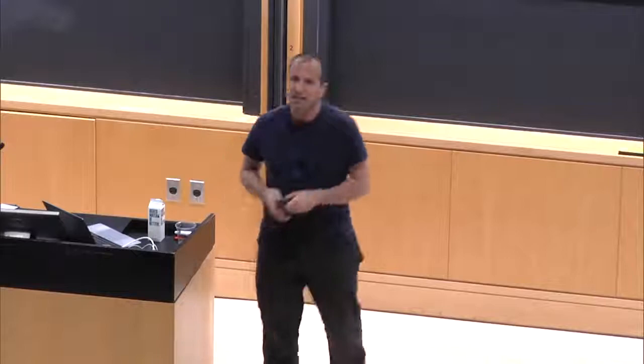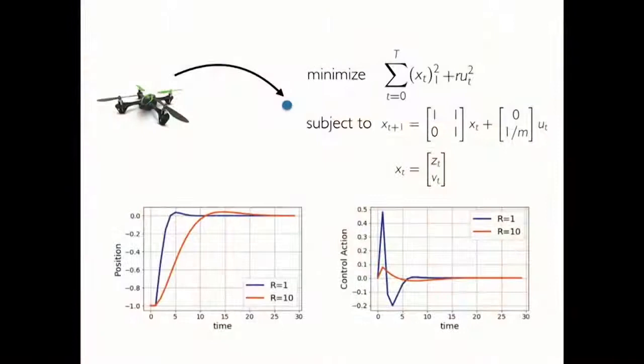Okay, so here we have just two graphs showing what the position looks like over time with a small value and a large value of R, and similarly how large the control action is over time. So if you'd like to have smaller control actions, you can have a larger R, but then in this case it will take longer to reach the origin.